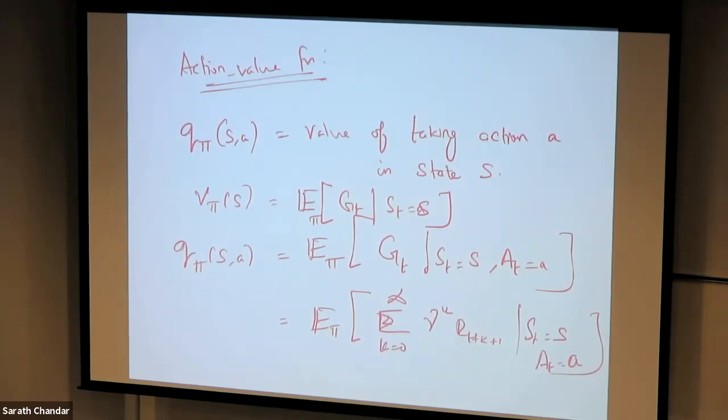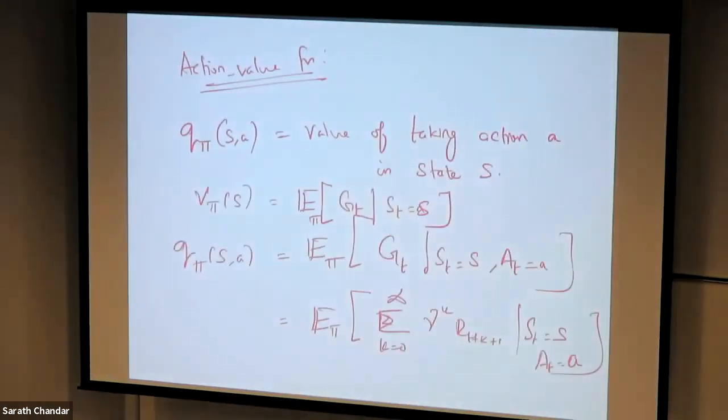Okay, so let's continue. So far we have defined a state value function, which is this, and also an action value function. Now we're going to take these value functions and construct what is known as the Bellman equation for value.